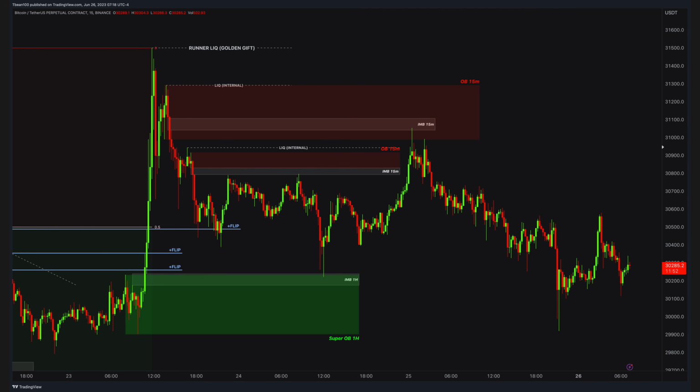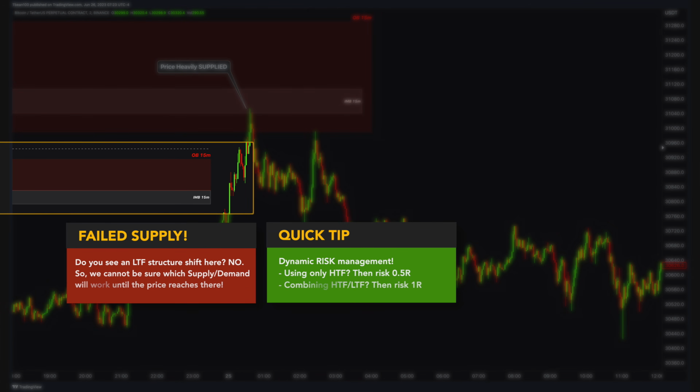Let's talk about when we can take a short from the premium zones. At this point, the price is heavily supplied. It used both imbalances, hunted some internal liquidity, and tapped each order block. Let's check the low time frame. First of all, notice the first supply OB zone. Do you see any structure shift here?